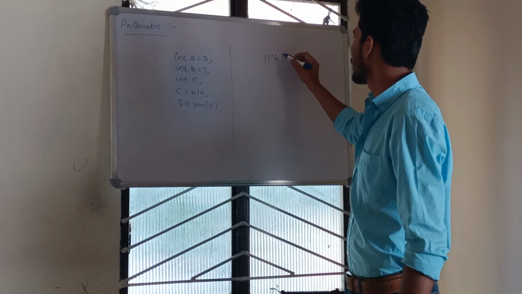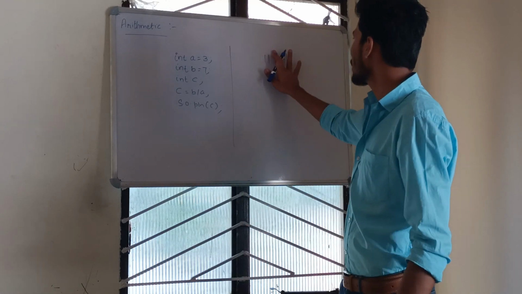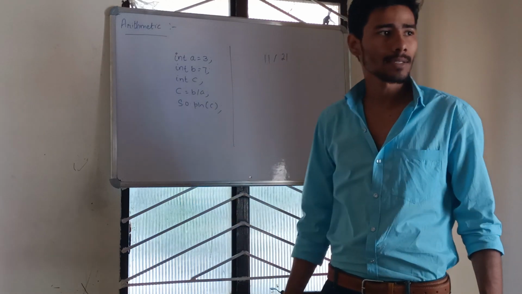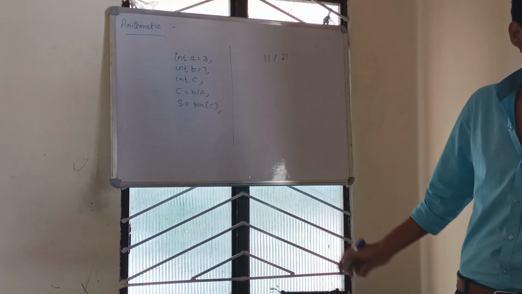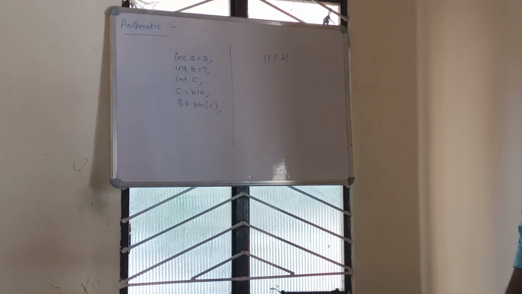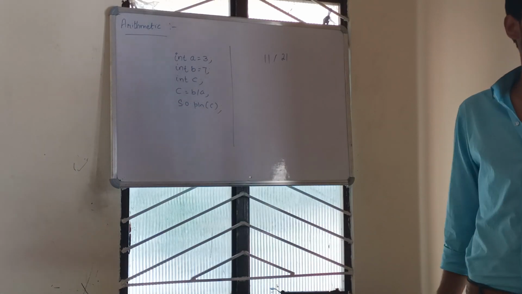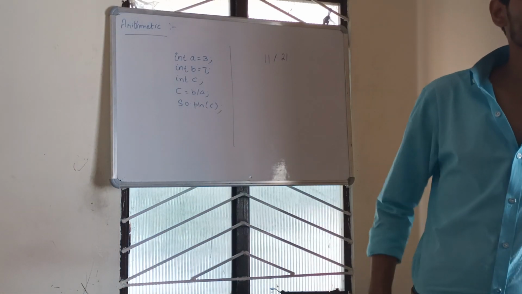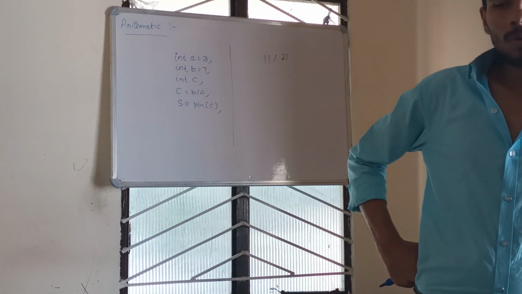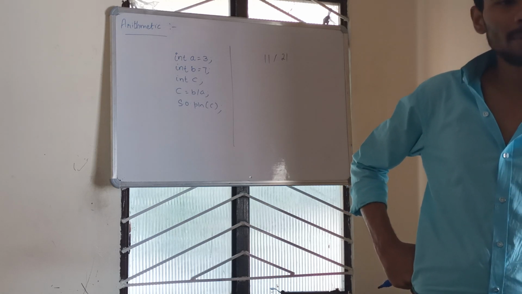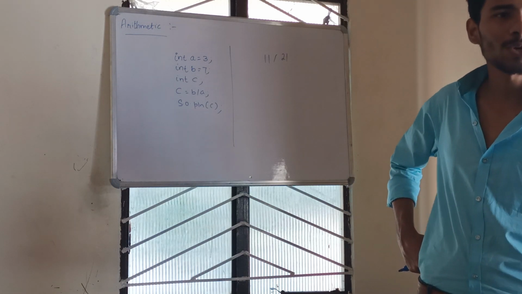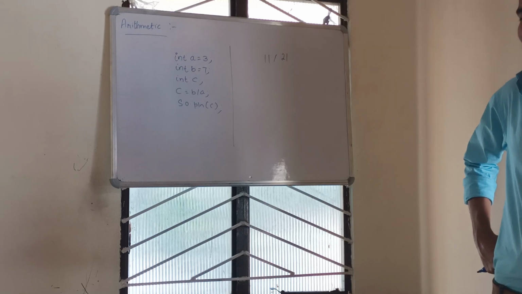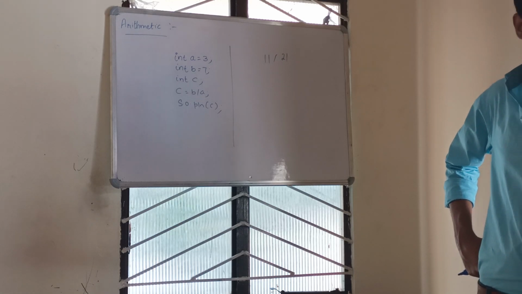11 divided by 21. Divide this and tell me what the quotient is. Divide this not in the laptop, but with pen and paper. Pen and paper, divide and tell me what the quotient should be. 11 divided by 21. Do it, everyone's mathematics skills will be checked today. How good are you in mathematics?